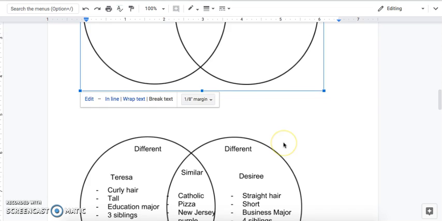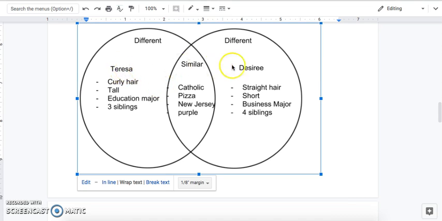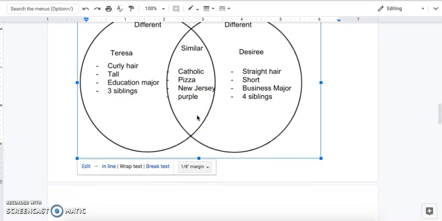So I actually did finish it up here. So this is me, Teresa, and this is Desiree. And so the ways in which we are different is that I have curly hair, she has straight hair. I'm tall, she's short. I'm an education major, she's a business major. I have 3 siblings, and she has 4 siblings. And then the ways in which we are similar is that we're both Catholic, we both love pizza, we both are from New Jersey, and we both love the color purple.